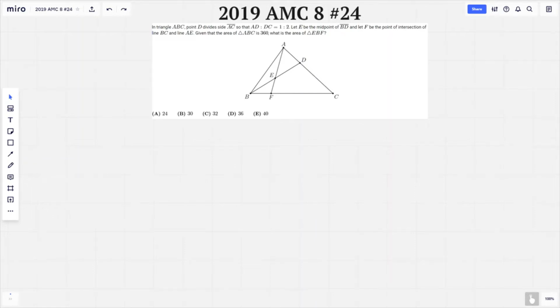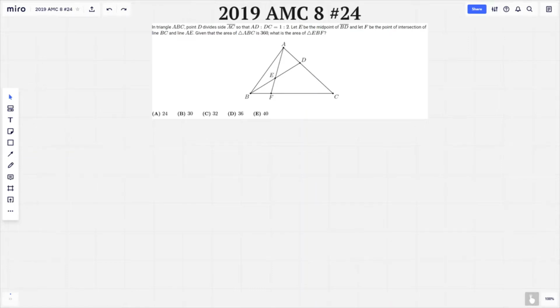In this video, I'm going to be covering the 2019 AMC8 problem number 24 as part of the AMC8 Final 5 series. So the problem reads, in triangle ABC, point D divides side AC so that the ratio of side AD to DC is 1 to 2. Let E be the midpoint of side BD and let F be the point of intersection of line BC and line AE. Given that the area of triangle ABC is 360, what is the area of triangle EBF?